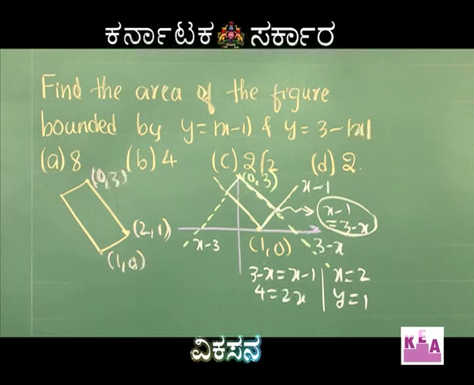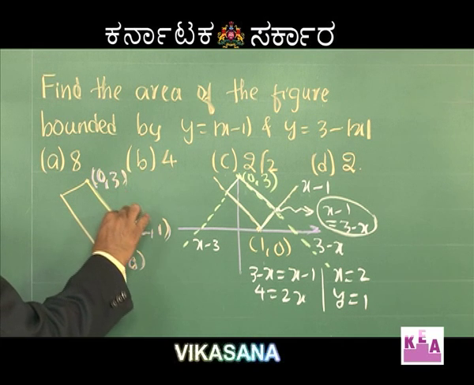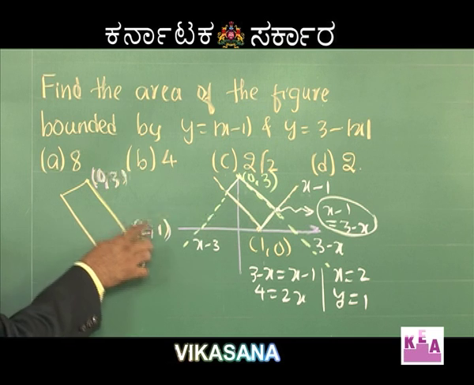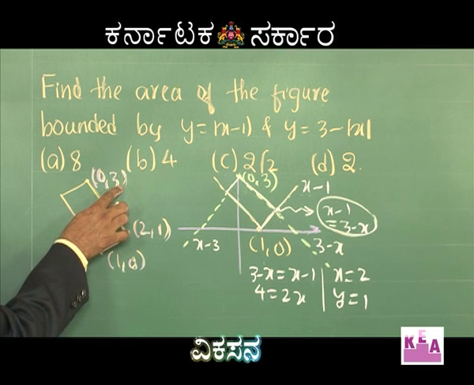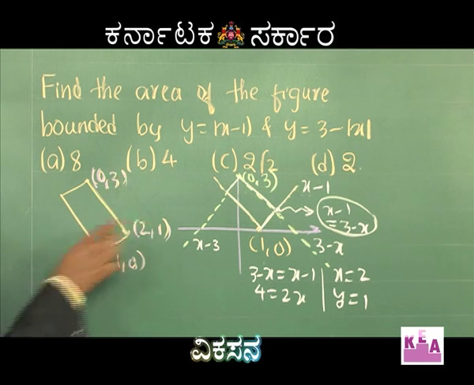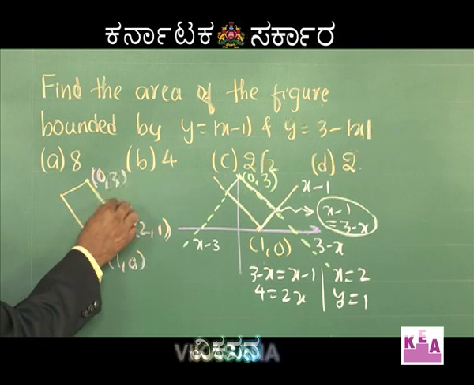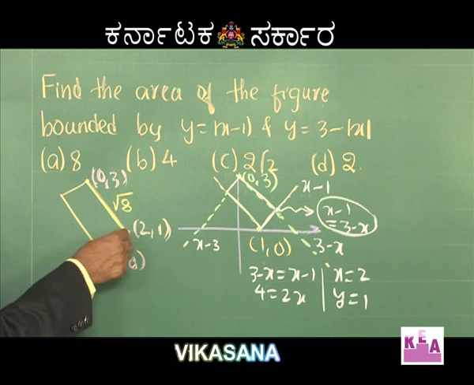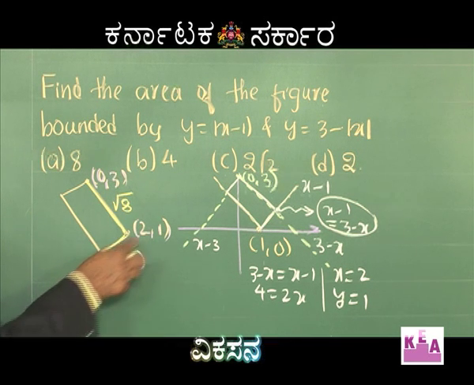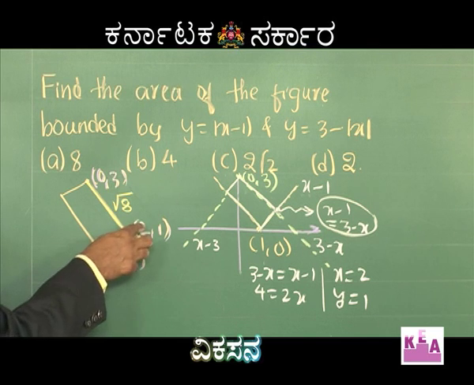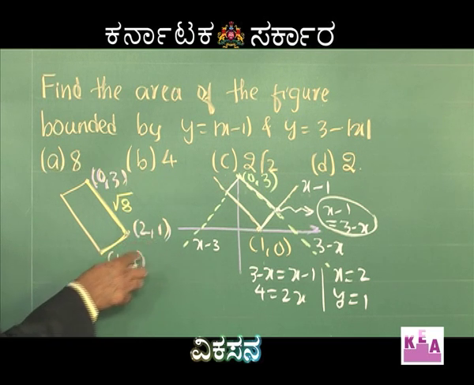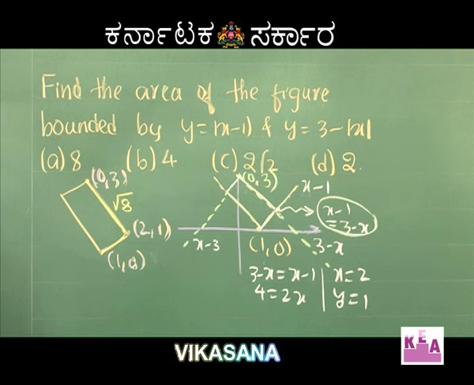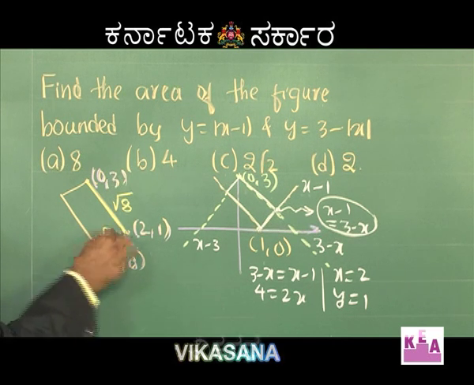Now you are asked to find out the area. How to find out this area? What is this length? This length is given by square root of 2 minus 0 whole square, that is 2 square, plus 1 minus 3, that is minus 2 square. 2 square plus 2 square, that is 4 plus 4, that is root of 8. This length is root 8. This length is given by 2 minus 1 whole square plus 1 minus 0 whole square. 2 minus 1 is 1 square, 1 minus 0 is 1 square, under root 1 square plus 1 square, that is root of 1 plus 1, that is equal to 2.